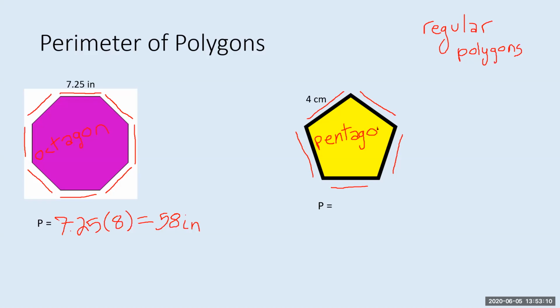All right, so each side here is 4 centimeters, and we've got a total of 5 sides. So you could either add each of those sides up. You could say 4 plus 4 plus 4 plus 4 plus 4. Or you can take a little shortcut and just multiply. So 4 centimeters times 5 sides gives us 20 centimeters. So the perimeter of this shape is 20 centimeters.